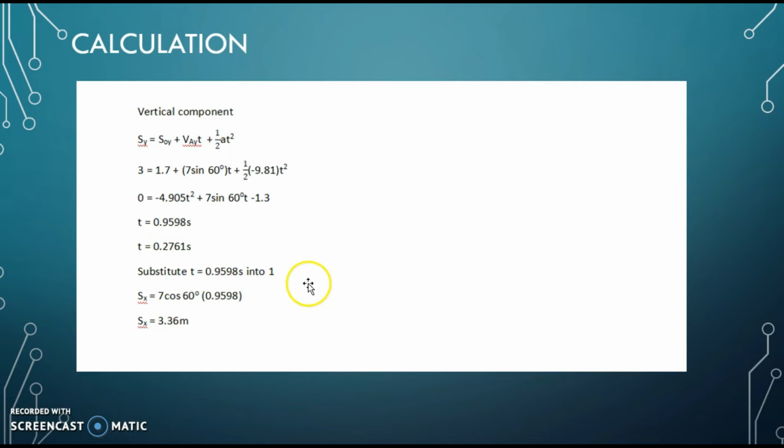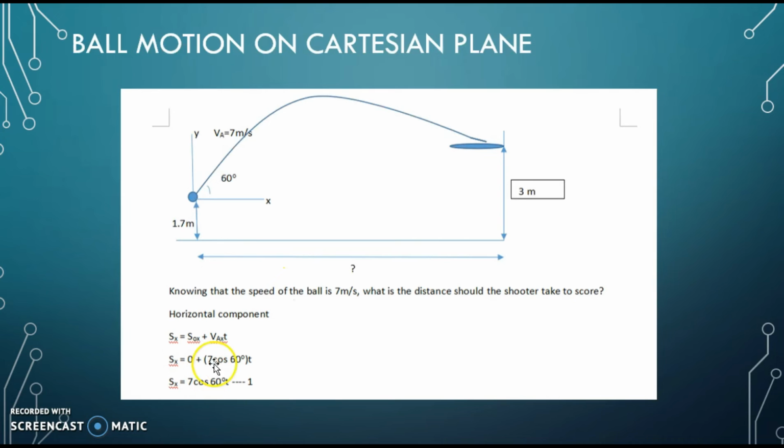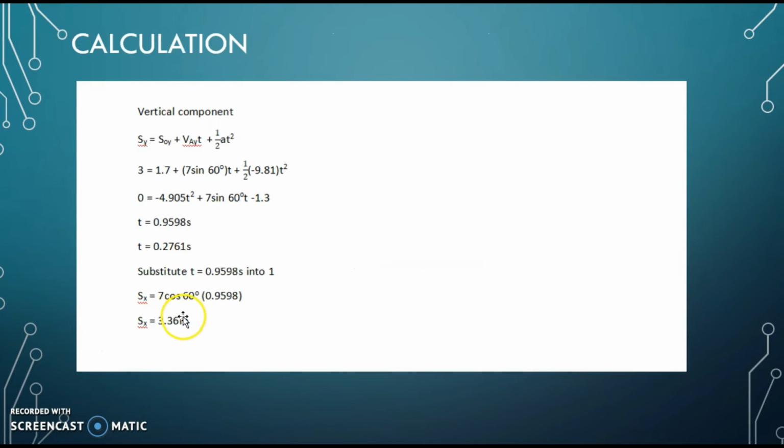0.9598 seconds because 0.27 seconds is too fast for the ball to travel, and so the value that we use is 0.9, and then we input 0.9 in equation 1 that we obtained just now, and then the final value that we get is 3.36.